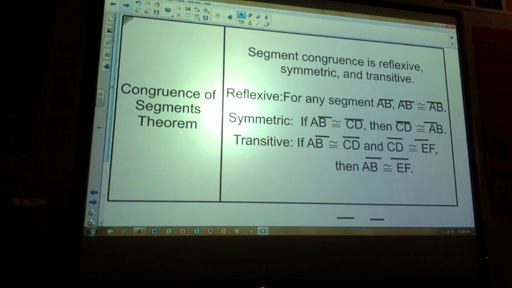All right, congruence of segments theorem. So that goes in that box and it's already written. Segment congruence is reflexive, symmetric, and transitive. Reflexive: AB is congruent to AB. Symmetric: AB is congruent to CD, and you can flip it over, saying CD is congruent to AB. Transitive: if 1 is equal to 2, and 2 is equal to 3, then 1 is equal to 3. Again, you need 3 different things that you're proving have congruence.